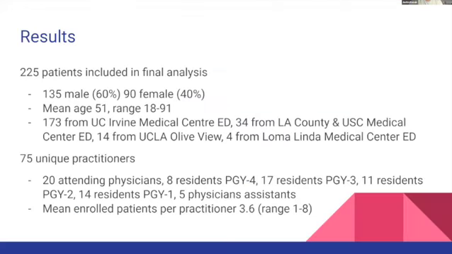Of the 225 patients, 60% were male, 40% were female. The mean age was 51, and there was a wide range from 18 to 91. You see that really the vast majority of the patients came from one site, UC Irvine. 34 came from UCLA County Hospital and a USC Medical Center.